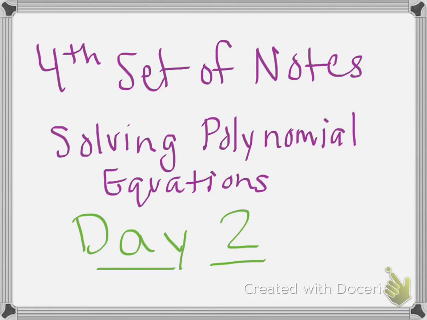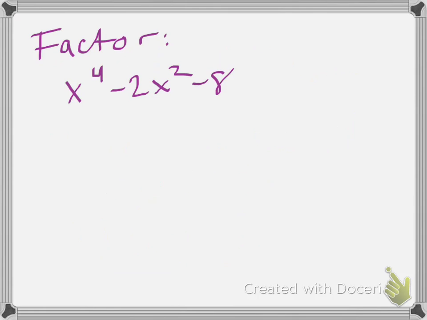Today we're going to be picking up with example 4 on the fourth set of notes on solving polynomial equations. Yesterday we talked about the sum and difference of cubes. The lesson before that we talked about factoring by grouping. So today we're going to talk about our third and final method for solving polynomial equations.